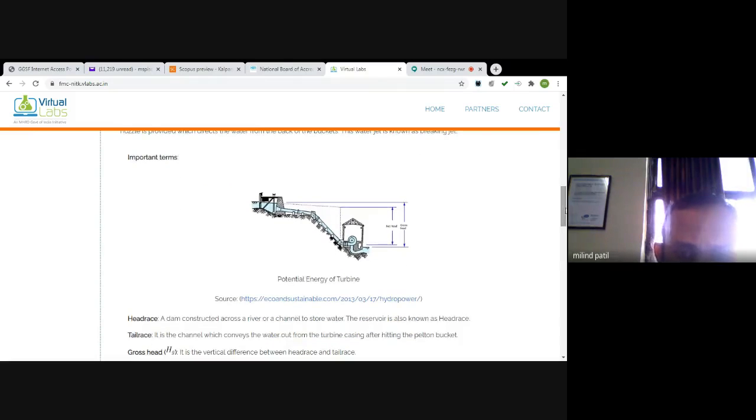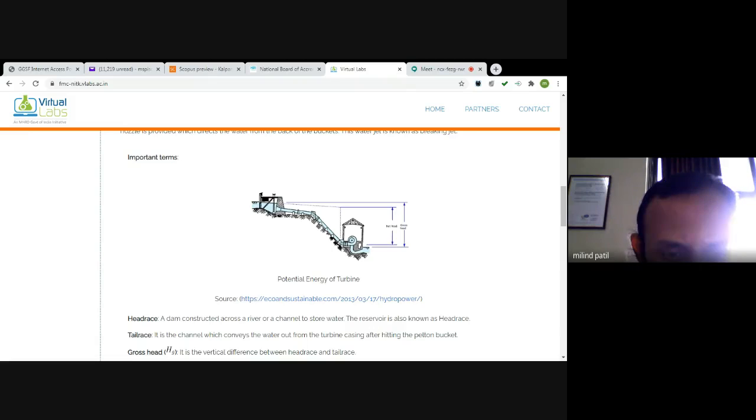The important terms are very simple. The level of water inside the tank and the level of your tail race, this height we call the gross height. But obviously, the water is moving from the dam to the penstock, from the penstock into the nozzle, into the Pelton wheel, and then again coming to the tail race.